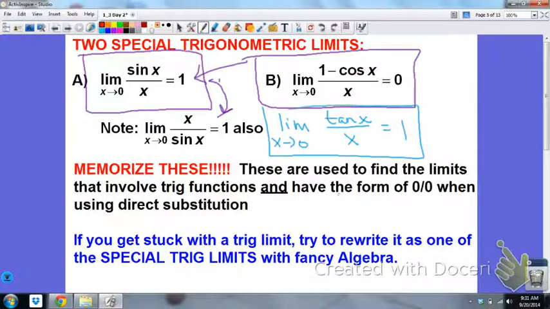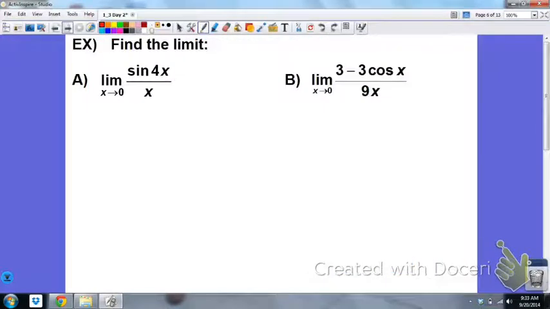Okay, so these are three limits that you can evaluate mentally through your memorization without showing any work. You need to memorize these because these are used to find the limits that involve trig functions and have that form of 0 over 0 when you use your direct substitution. So if you get stuck with a trig limit, you can try to rewrite it as one of these special trig limits with fancy algebra, as we call it. We're now going to do a couple example problems dealing with these special limits that you should have memorized.